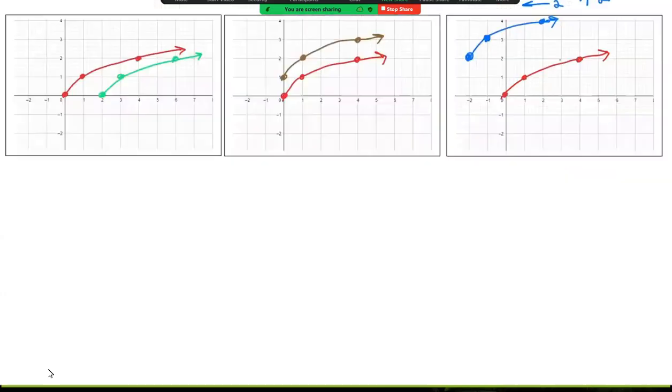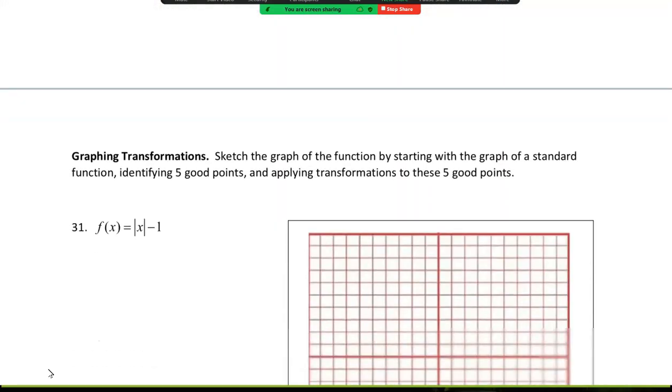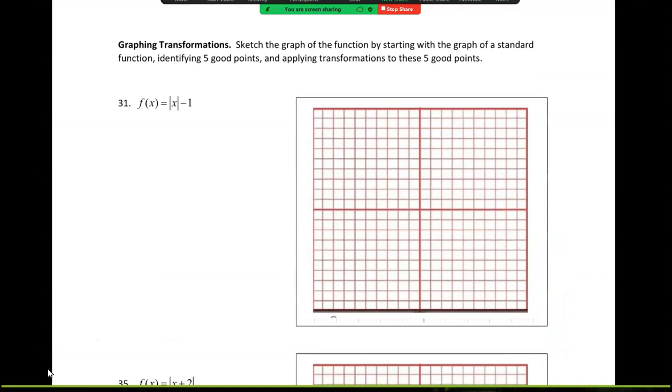Okay, so hopefully you're getting the hang of this. Okay, now let's read these directions. That's another thing. Read the directions so you know what I'm asking you to do. And I went through this in class. So it says sketch the graph of the function by starting with the graph of the standard function. What does that mean? That is your parent function. So you have to know the parent function. Identify 5 good points and then apply transformation to these 5 points. Now I kind of did that last time and I wasn't really asked to. Now we're asked to. So you've got to get it going.